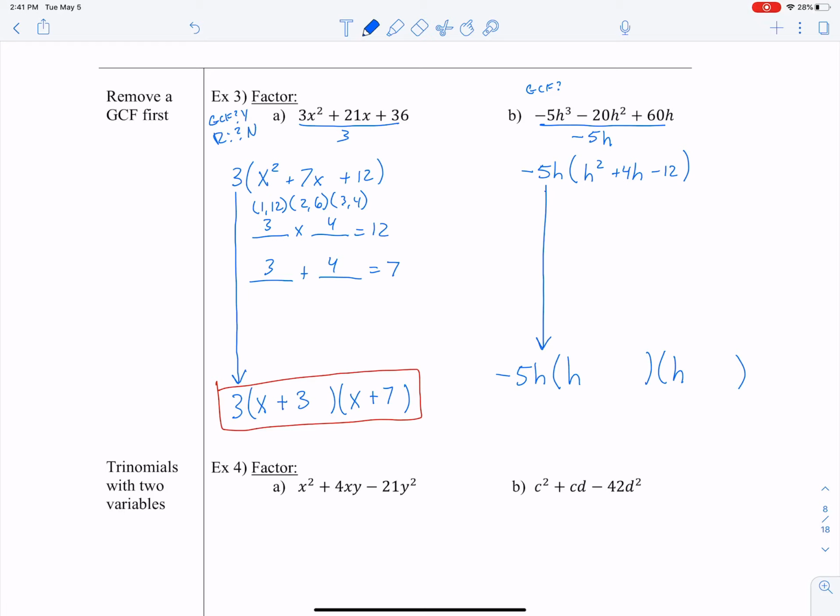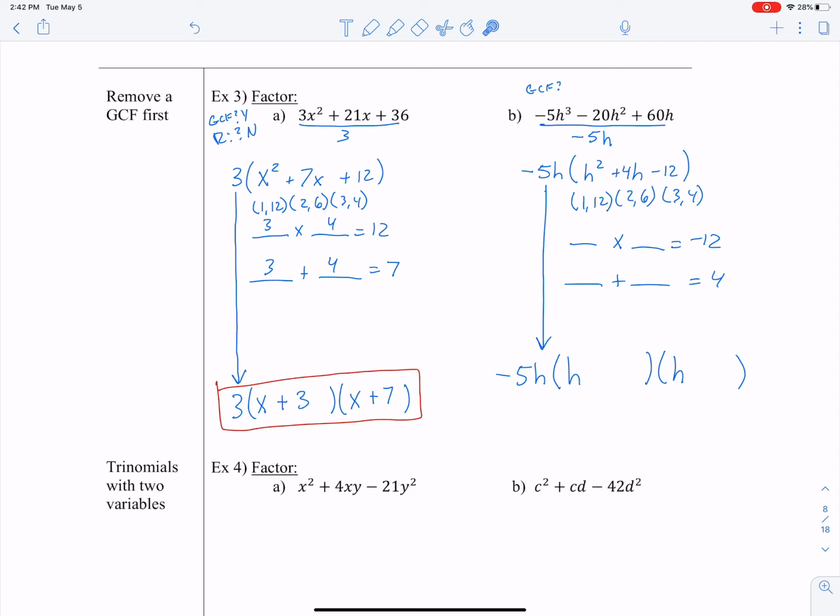All right, so now we're going to ignore this, and we're just going to focus on this. So we have two numbers that multiply together to give us -12 and add together to give us 4. Okay, so we're going to write out all of our factors of 12. So we have 1 and 12, 2 and 6, and 3 and 4. Is there a way to combine any of these sets of numbers to equal a 4?